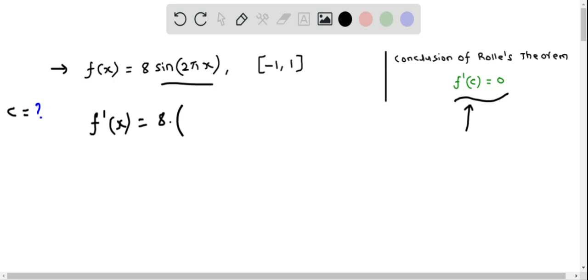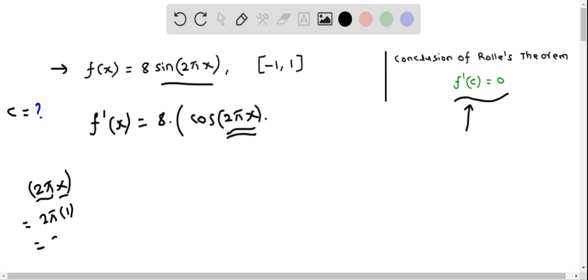The derivative of sine of 2 pi x is cosine 2 pi x, and we should also use the chain rule to find the derivative of the inside expression, that is 2 pi x. The derivative of 2 pi x with respect to x is 2 pi, since 2 pi is a constant and the derivative of x is 1. So it's basically 2 pi, and we multiply by this constant.